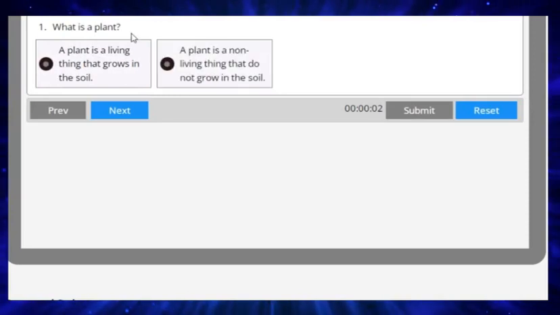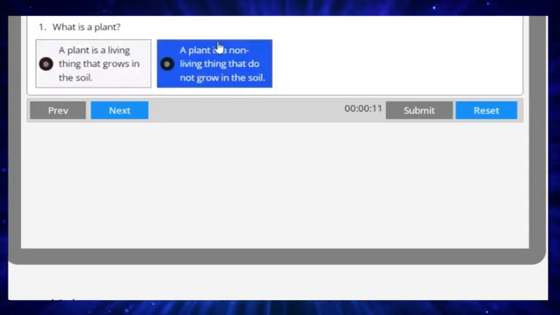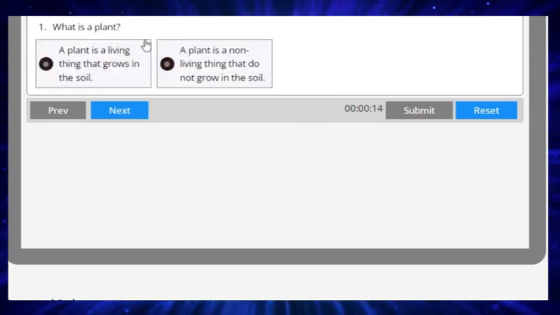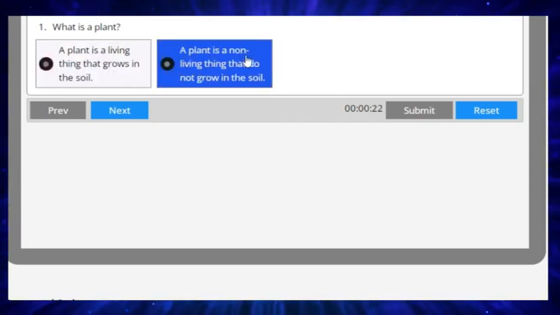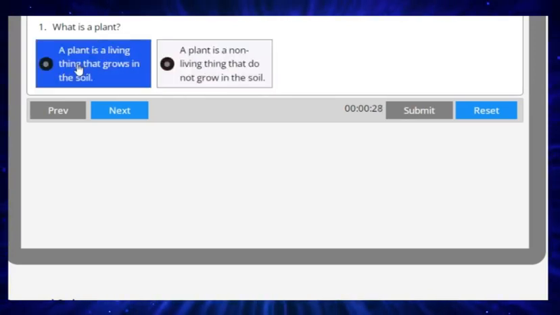Okay, let's start. Now, number one, what is a plant? I don't really know the answer. I hope you know the answer. Let me read the options for you. A plant is a living thing that grows in the soil. The second option is a plant is a non-living thing that does not grow in the soil. If you know the answer, all you need to do is left click to choose the answer. If you are using a phone, just tap on the screen to choose the answer. Okay, let's move on.